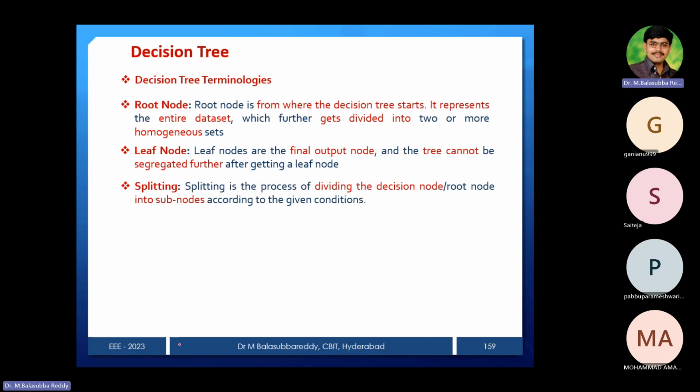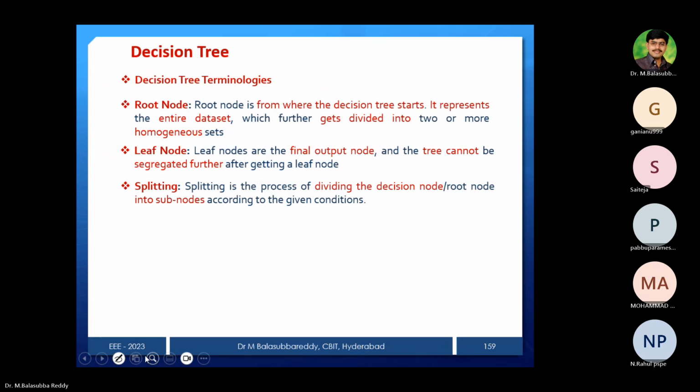Splitting is the process of dividing the decision node or a root node into subnodes according to the given conditions. Based on the condition, whether it is true or false, we divide our subnodes. If the condition is true, then we divide one side. If the condition is false, then you divide the other side.